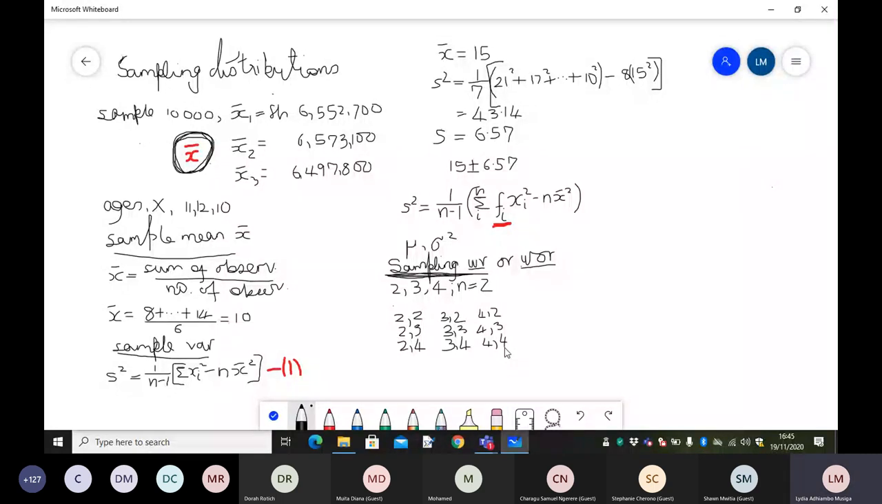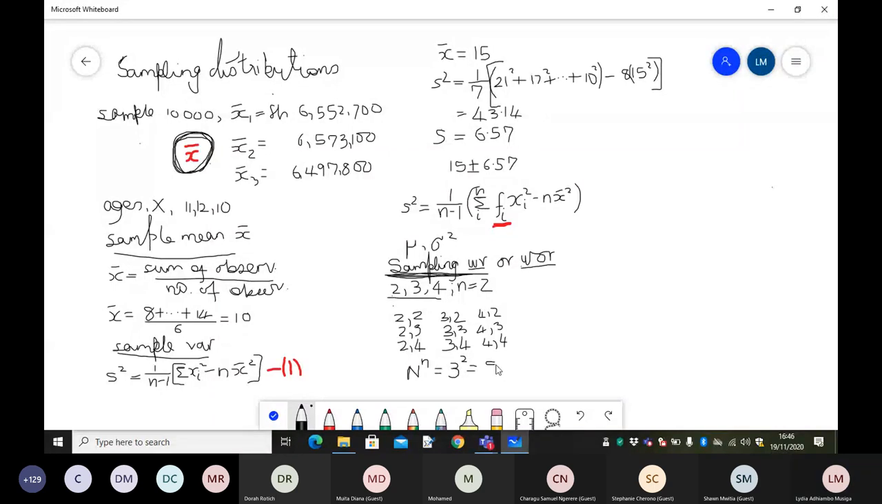If we are picking with replacement from this population of size 3, we see that we are getting 9 samples, each of size 2. And remember the other day, I mentioned something about combinations and permutations. So actually, the number of samples that we pick is a permutation of what? Capital N always represents the population size, and small n is the sample size, which is equal to 9.